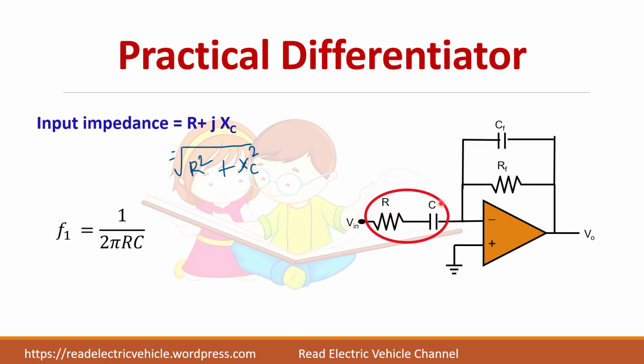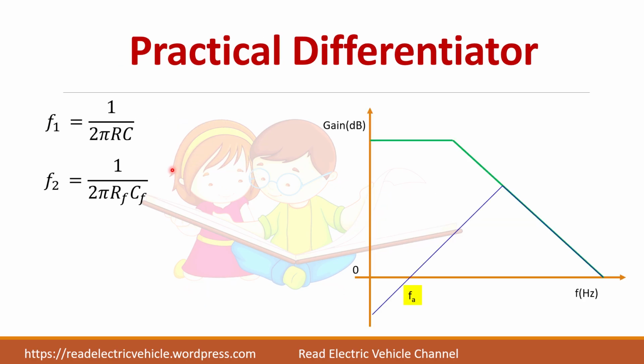Next, now you see here one RC component is there, here also one RC component is there. So we will get two cutoff frequencies in this practical differentiator. So one of the frequencies will be F1 is equal to 1 by 2 pi RC. So again here one more cutoff frequency is there. So we can choose F2 to be greater than F1. So with two cutoff frequencies, we are able to control the frequency response of the practical differentiator.